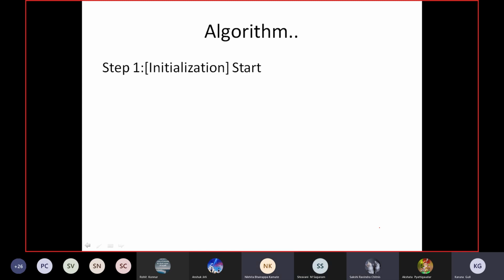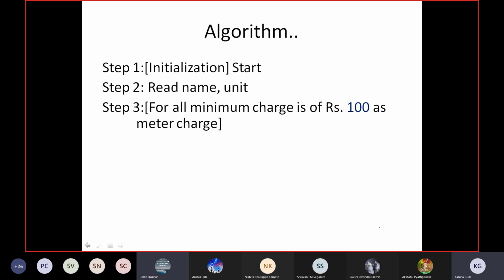Okay. So step 1 I have taken start. Step 2 you have to read name and the unit consumed. Is it okay? Yes, ma'am. Go ahead with next. Okay. For all, minimum charges of rupees 100. It's a meter charge. Correct? Whether you consume or you don't consume, minimum 100 rupees that you have to pay. Correct? Yes, ma'am.